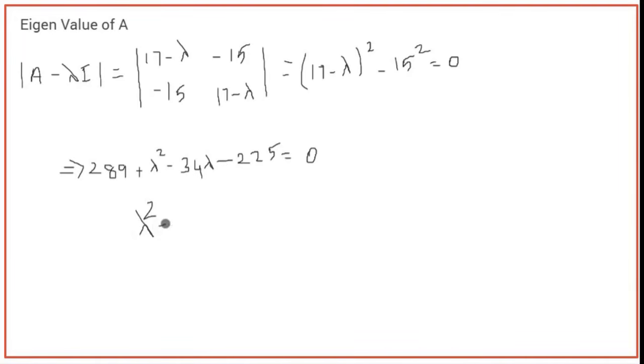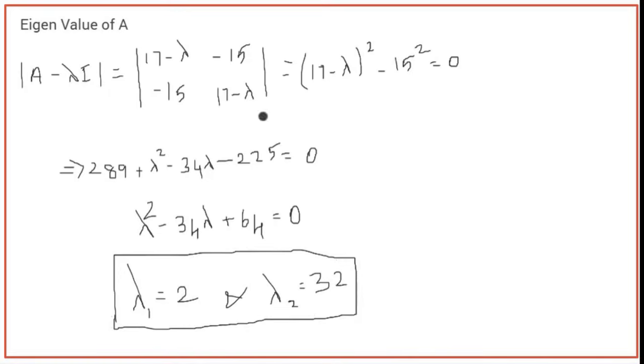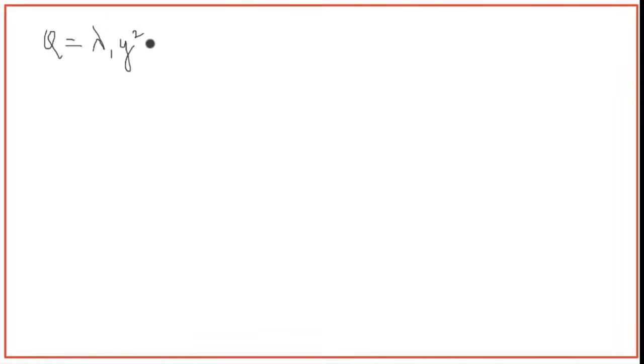And after simplification, we will get lambda square minus 34 lambda plus 64 is equal to 0. Now we have to find out the roots of this quadratic equation using this formula, minus b plus or minus square root of b square minus 4ac, by 2a, where a is equal to 1, b is equal to minus 34 and c is equal to 64. So the roots will be lambda 1 is equal to 2 and lambda 2 is equal to 32. Now we know the eigenvalues. So the principal axis form, that is q is equal to lambda 1 y1 square plus lambda 2 y2 square, can be written as 2 y1 square plus 32 y2 square, which is equal to 128.